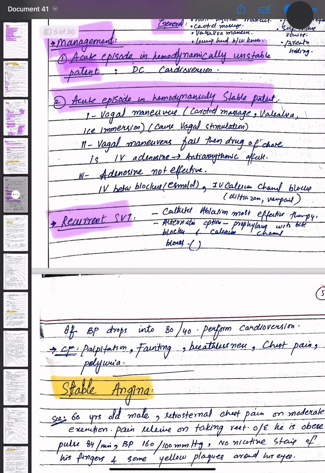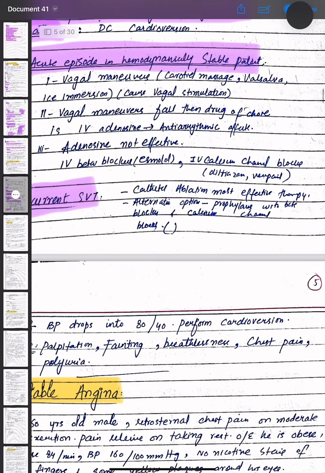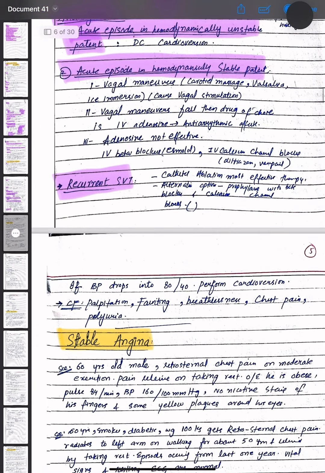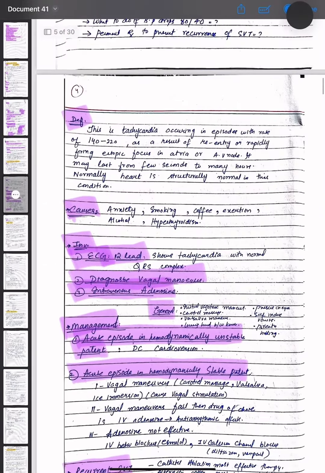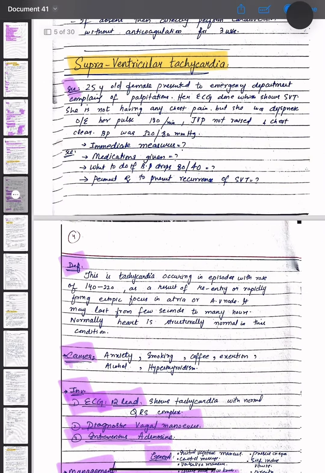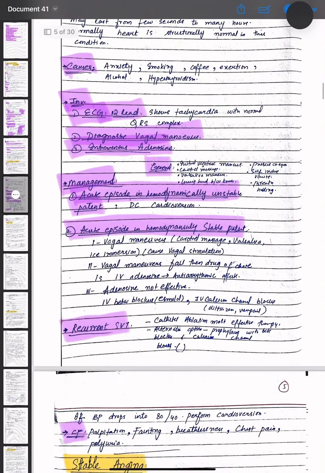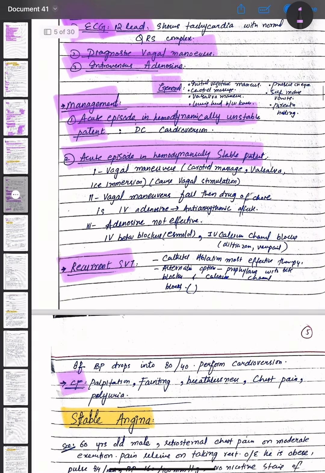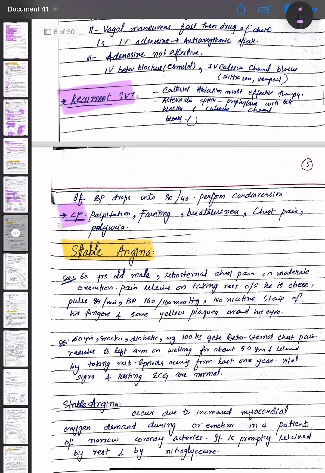For recurrent SVT, catheter ablation is the most effective therapy. Alternative option is prophylaxis with beta blockers and calcium channel blockers. If BP drops to 80 by 40, then perform cardioversion, and the clinical features of SVT are palpitation, fainting, breathlessness, chest pain, and polyuria. Okay, so we have discussed SVT, the scenario for supraventricular tachycardia, then the definition, then the causes, then the investigation options, which are ECG, diagnostic vagal maneuver, and intravenous adenosine. Then there are general managements and the specific management for acute episode in hemodynamically unstable patient and stable patient. Then what is recurrent SVT and what are the clinical features?